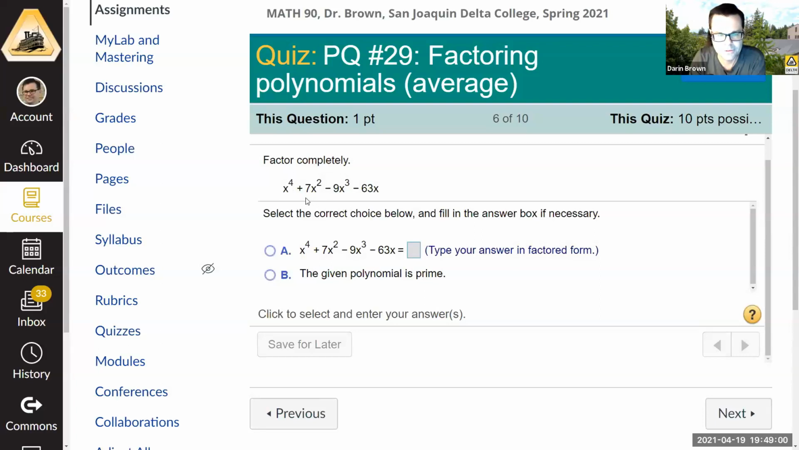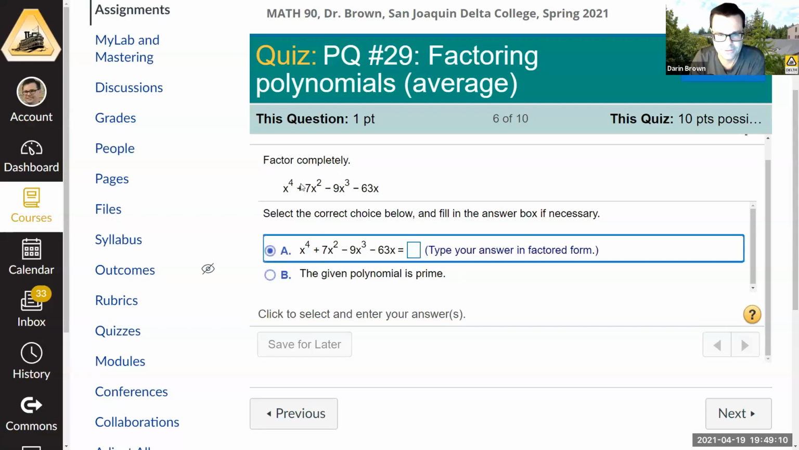All right, factor completely. This is 4 terms. So which technique are we using here? We're going to be factoring by grouping. Okay. So go ahead, pause the video, see if you can factor this by grouping.